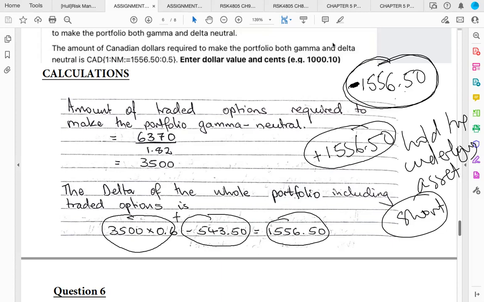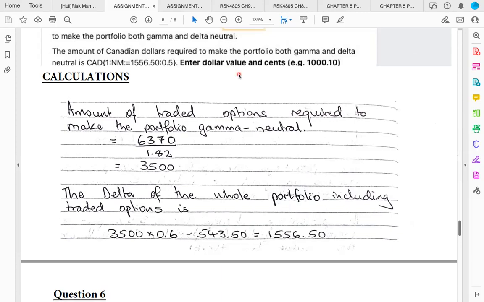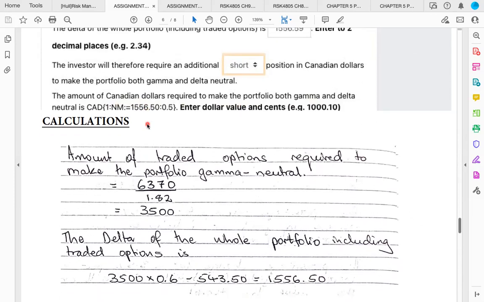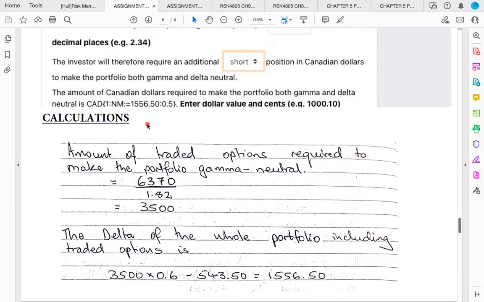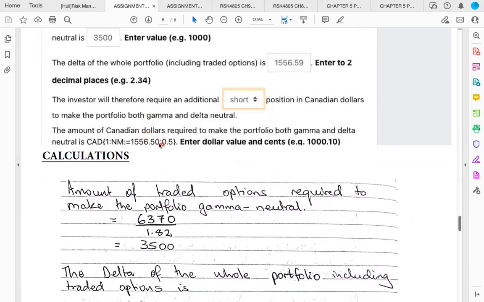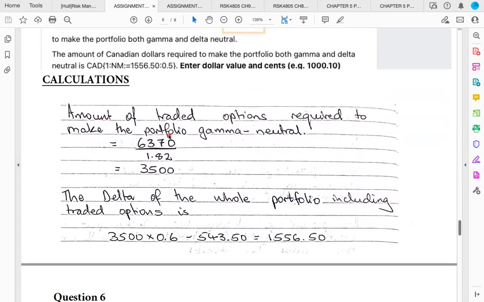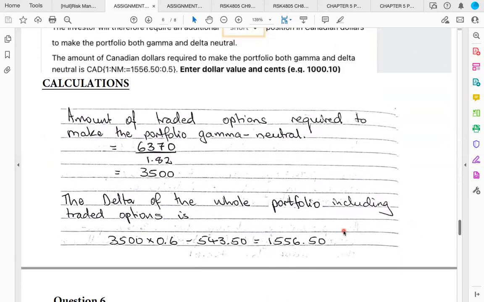So in this case, where the underlying asset is Canadian dollars, the amount of Canadian dollars that will be required to make the portfolio both gamma and delta neutral will actually be 1,556.50. And this question had a mistake, like the answer was already there, so you couldn't fill it in. I think it was a problem with the system. But for the question, you might actually have to do the calculation.